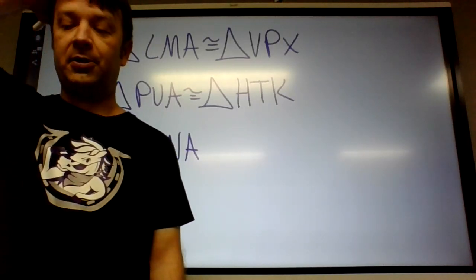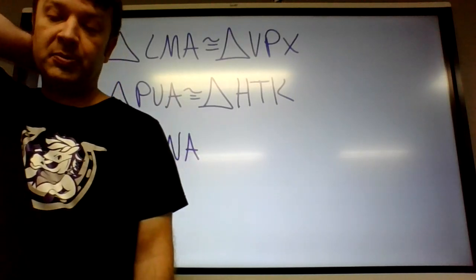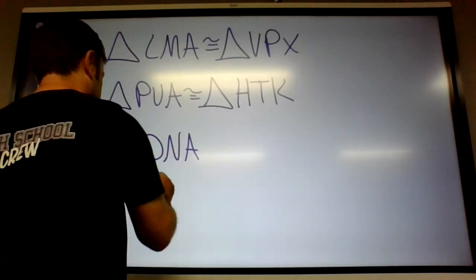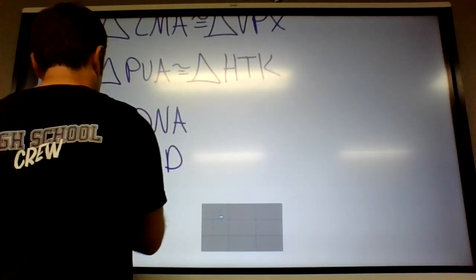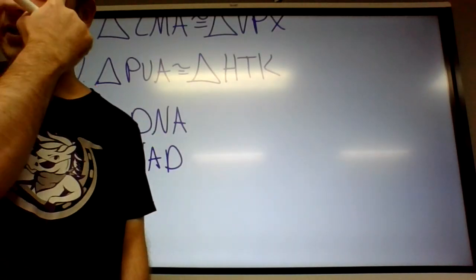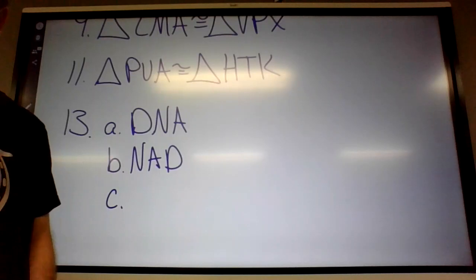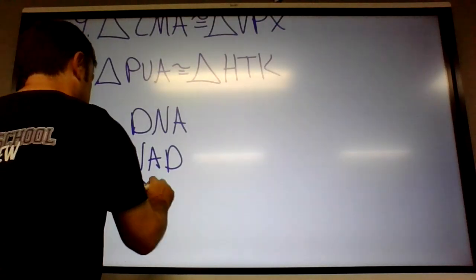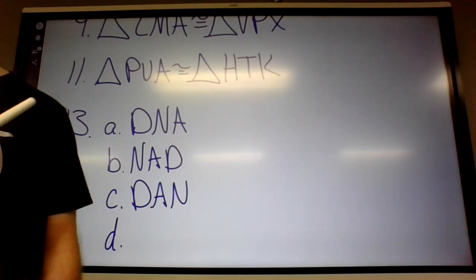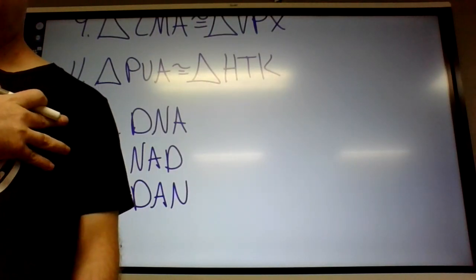Abby, how about B? If we go triangle IST, what would we do for that right triangle? NAD. C. TSI. Manny, what would that be? TSI. Triangle DAN. And then Dan. Triangle SIT. SIT.